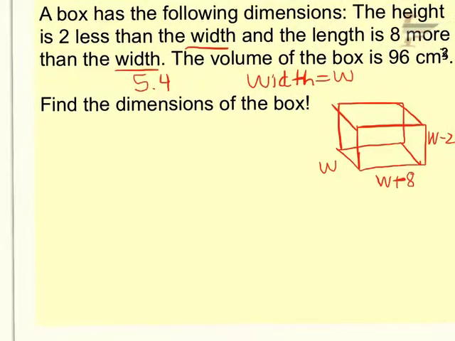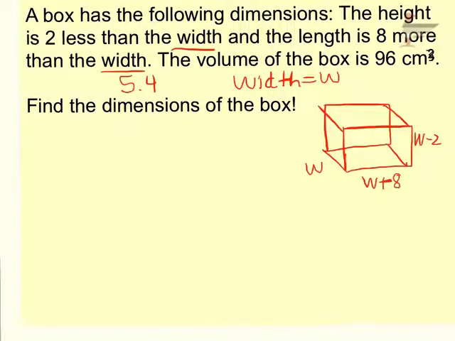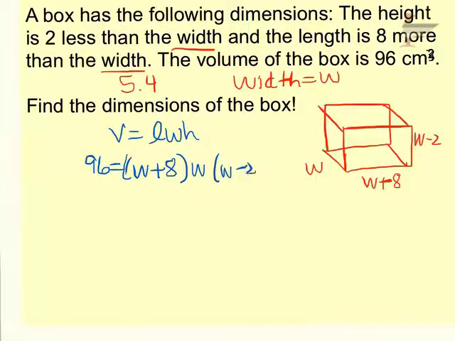So of course we know volume of a box is length times width times height. And I'm going to go ahead and plug in the stuff I know. So I know my volume is 96. I know the length is W plus 8, the width is just W, and the height is W minus 2. And that, of course, could be in any order.